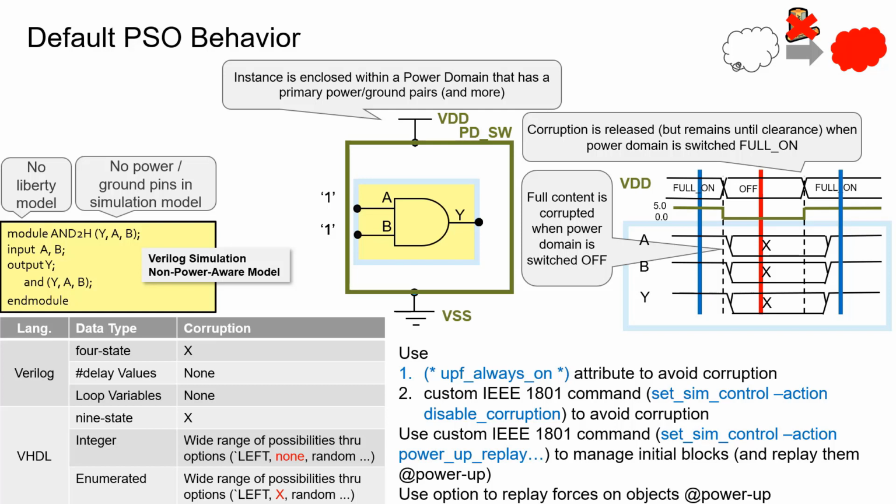Last but not least, you may use some options to replay forces. This point is important because if, for example, you are used to forcing some internal elements, you may want the same force to appear again when you have done a corruption. So that's why we are going to analyze what kind of forces you have done, and we are going to replay them at power up.